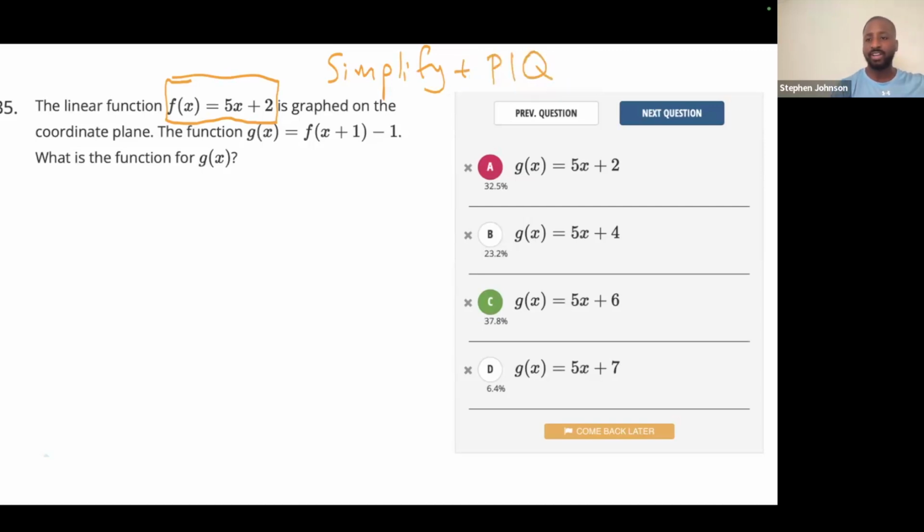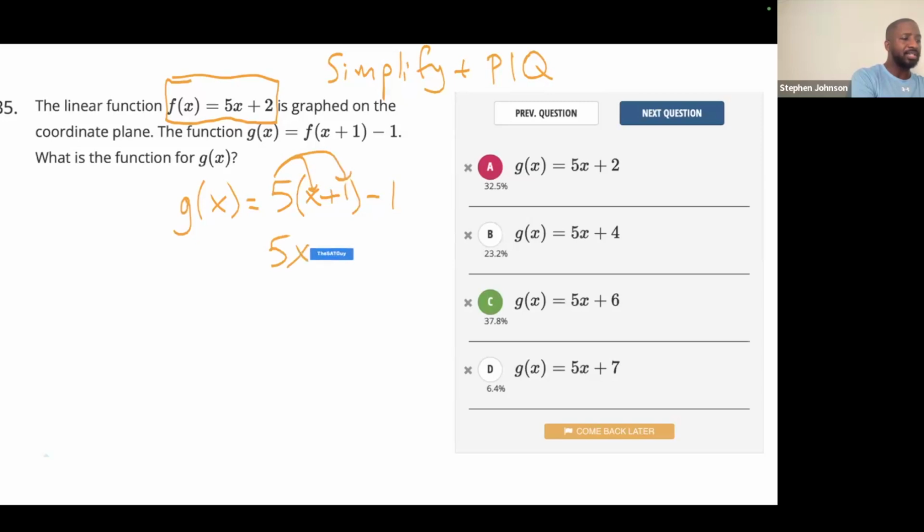We know that f of x is 5x plus 2. So that means g of x is really f of x plus 1, which would be 5 times x plus 1, and then minus 1. And then when I simplify that by distributing the 5, I have 5x plus 5 minus 1, which simplifies to 5x plus 4, right? So g of x is equal to 5x plus 4. The question goes on to say, what is a function of g of x? All right, so then how did I get, oh, I'm sorry, I have a plus 2.